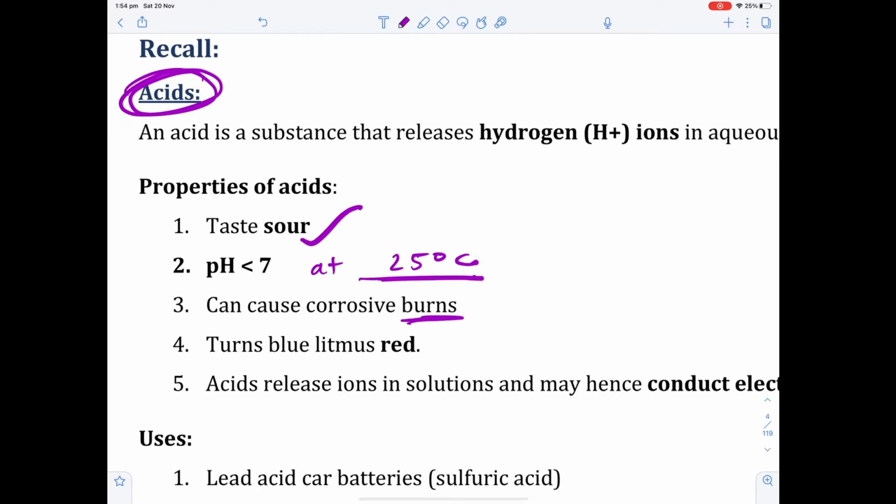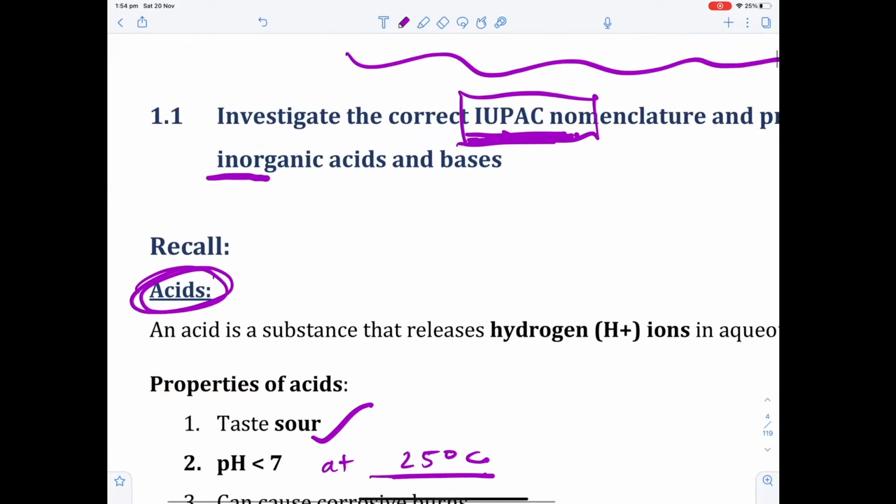It can cause burns. That's another point. What about litmus paper? What do we know about litmus? Yeah, very good. So when I think of acid, I think red. I think base, I think blue, right? It's just colors. They don't have colors. They're all clear. But in my head, that's what I imagine when I think of an acid versus a base.